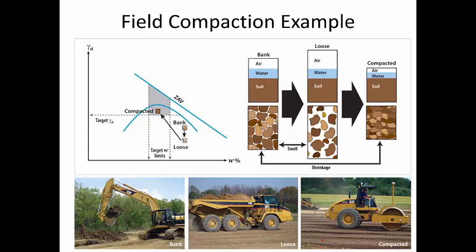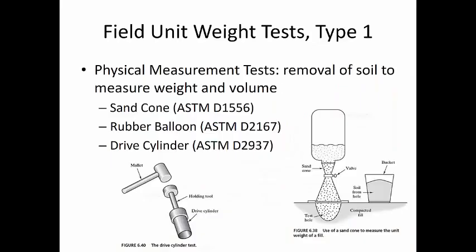Sometimes the bank and the loose soil will be on the dry side, and you will want to increase the moisture by adding water. In this particular example, the water was a little higher than optimum, but sometimes the soils can be in a drier state as well.